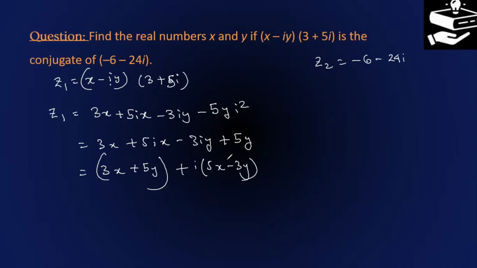Okay. On the other hand, z2 is given as -6-24i. It has been given that this value z1 is basically the conjugate of z2. Let's find out the conjugate of z2.